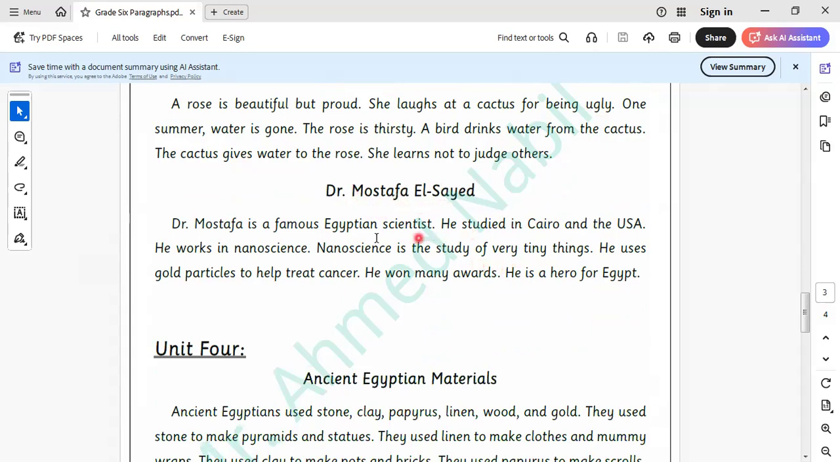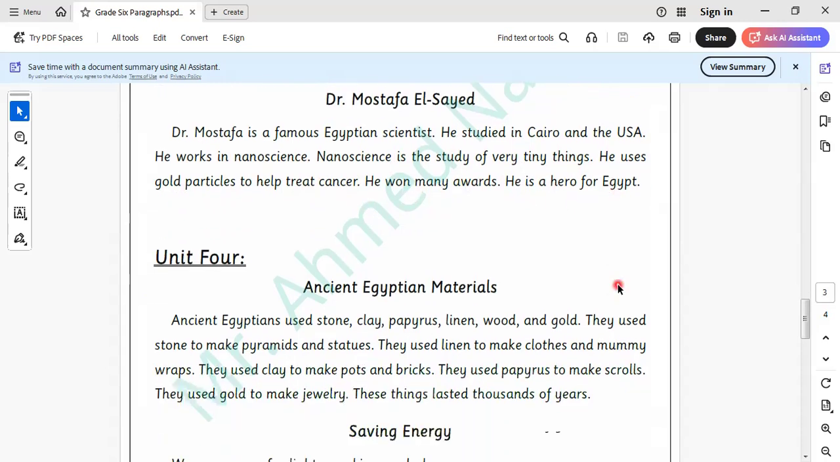Dr. Mustafa Sayyid. Dr. Mustafa is a famous Egyptian scientist. He studied in Cairo and USA. USA is the abbreviation of United States of America. He works in nanoscience. Nanoscience, this is a field of science, not a science, it's a field of science, okay? Nanoscience is the study of very tiny things. He uses gold particles to help treat cancer. He won many awards. He's a hero of Egypt.